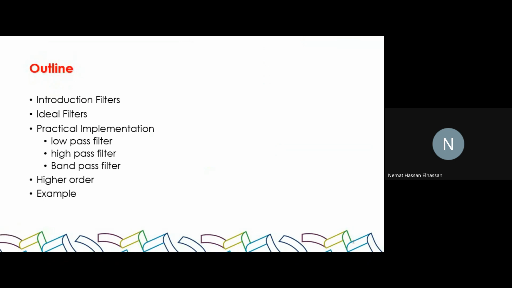In today's class, we're going to have an introduction to filters, just understand the concept of a filter. We're going to learn about the different types of filters and their practical implementation. I'll give you some examples of them, and then we're going to look at how we can build higher order filters and how we can analyze a circuit to judge it on its filtration behavior.